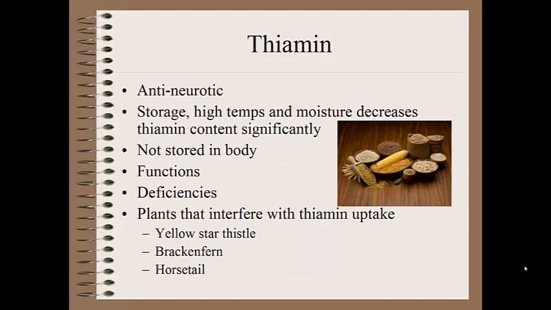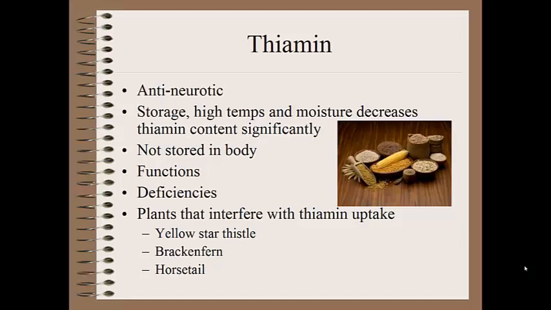Of the B complex vitamins, the first one we're going to talk about is thiamine. Thiamine is an anti-neurotic vitamin, but it can be destroyed by storage of feeds. So if you have feed that's been stored for 2 years, your thiamine content in that is going to be decreased. High temperatures and moisture decrease the thiamine content significantly. So if you have hay that's being stored, say in southeast Texas or Louisiana, somewhere where it's really hot, really humid, your feeds are most likely going to be decreased in thiamine content.